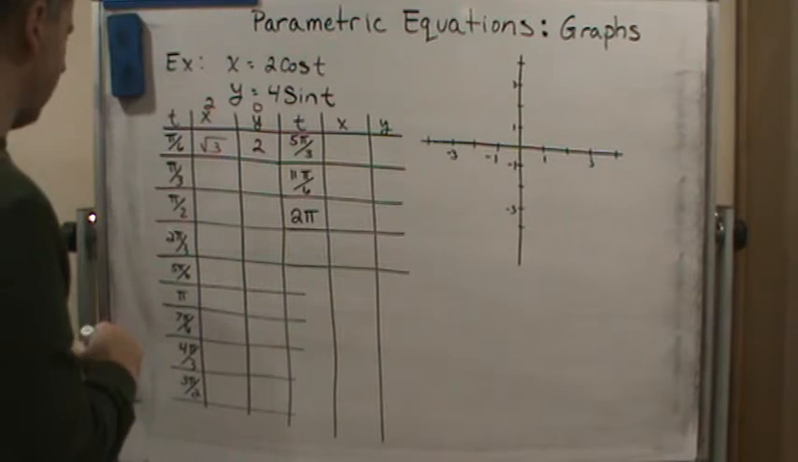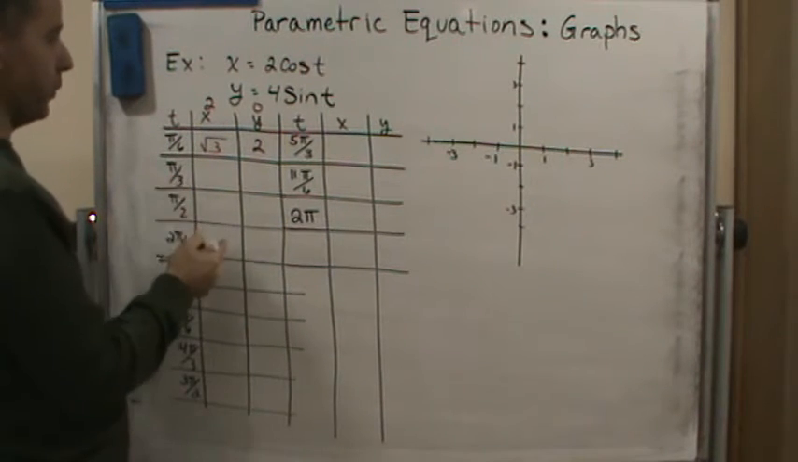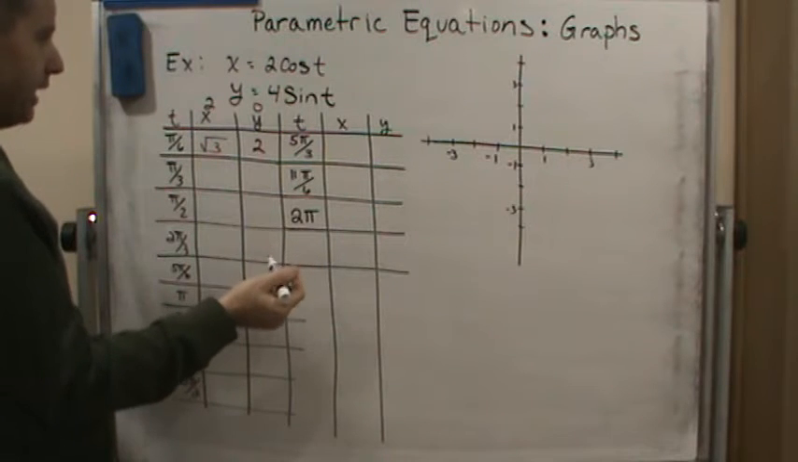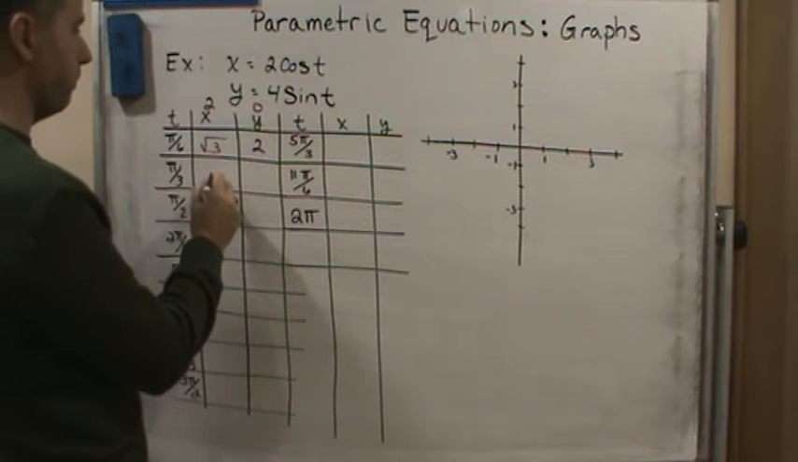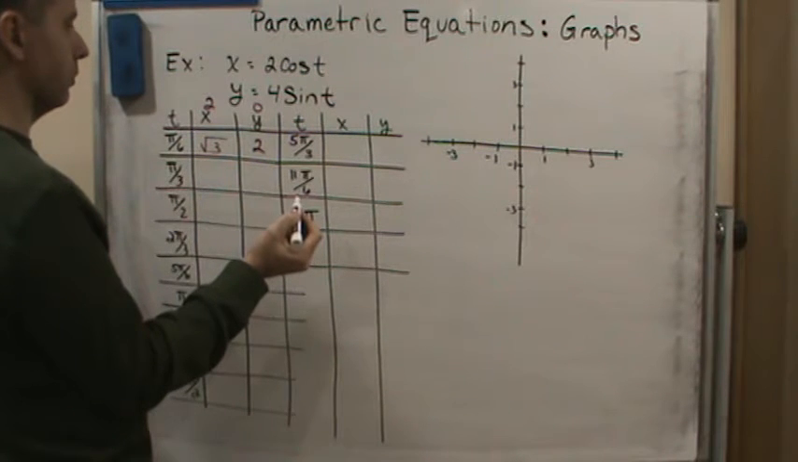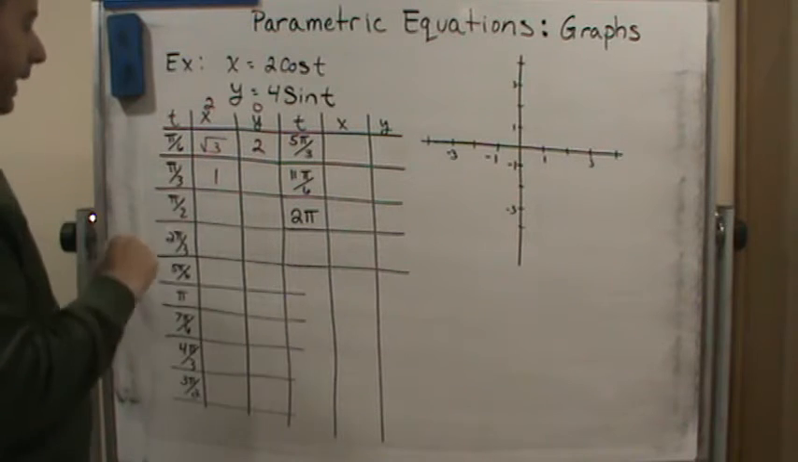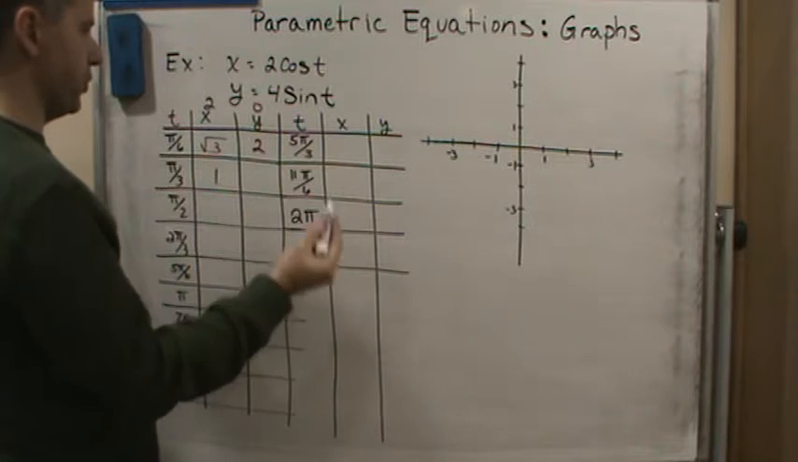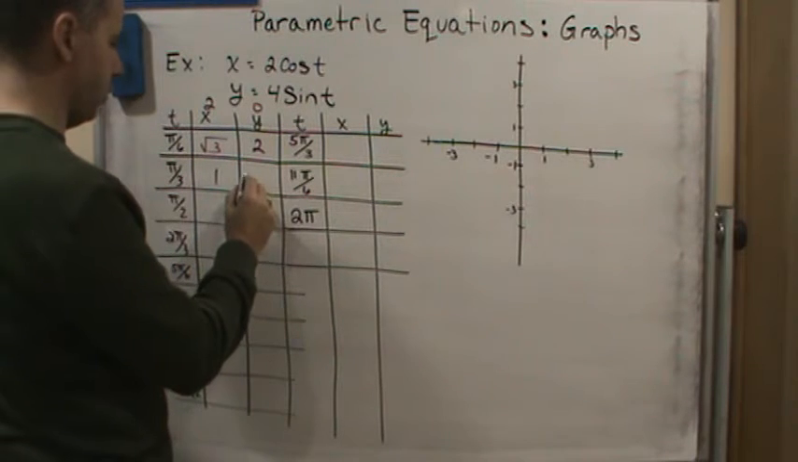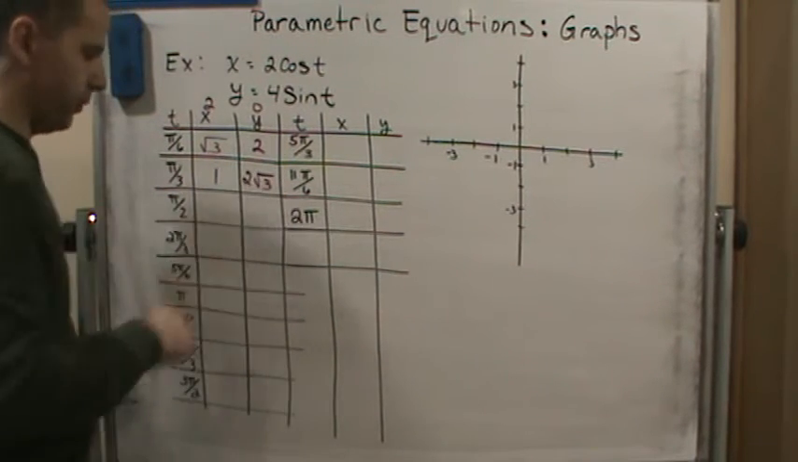And if we work our way down, so 60 degrees or pi over 3, so the cosine of 60 degrees is 1 half. So that's going to give us 2. Oh, hold on. That's going to give us 1. And then the sine of 60 degrees is square root of 3 over 2, which is going to give us 2 root 3.